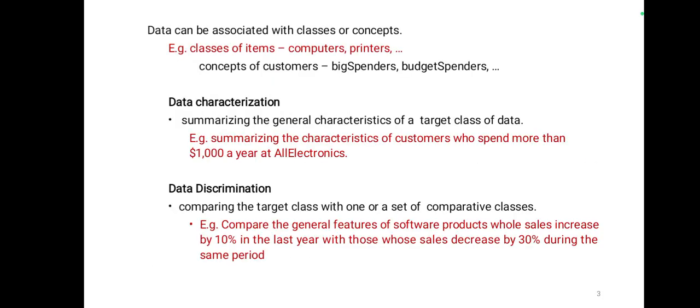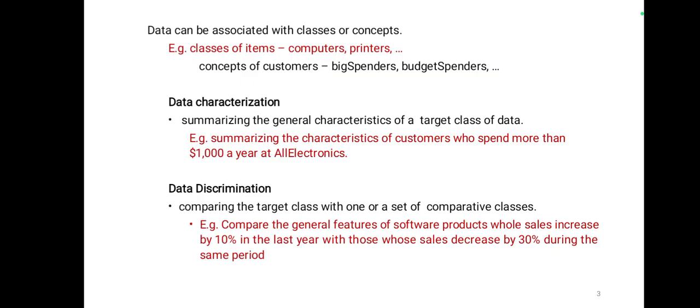So next, moving on to the next slide. Data can be associated with classes or concepts. Basically, whenever I have items like computers and printers, I will be able to know who the big spenders, the budget spenders, and the premium customers are, etc. This is why I have to associate my data. This is why I have to go for characterization and also discrimination.